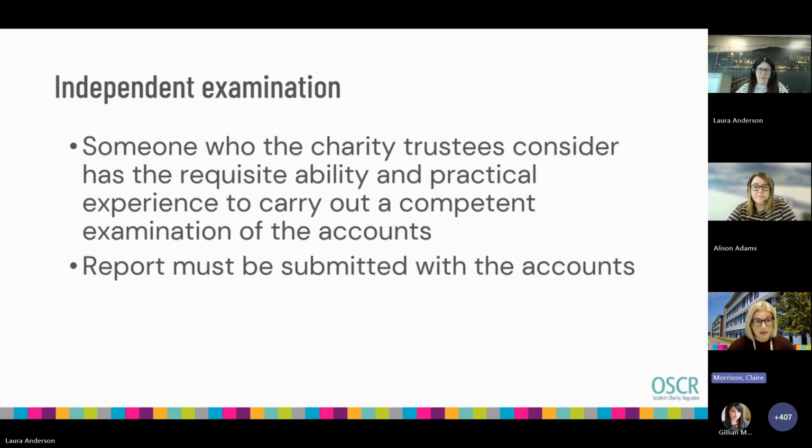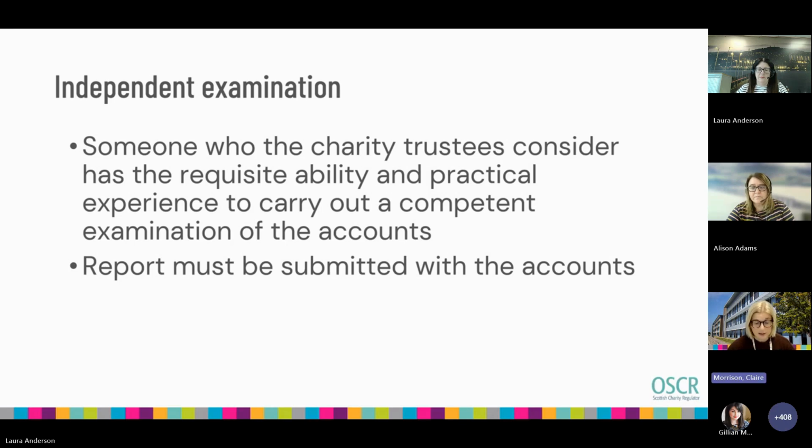This does not necessarily have to be a qualified accountant when it's receipts and payments accounts, but it should be someone who has enough financial knowledge to be able to understand the accounts as they're presented, and also have some degree of knowledge around charity accounting particularly.